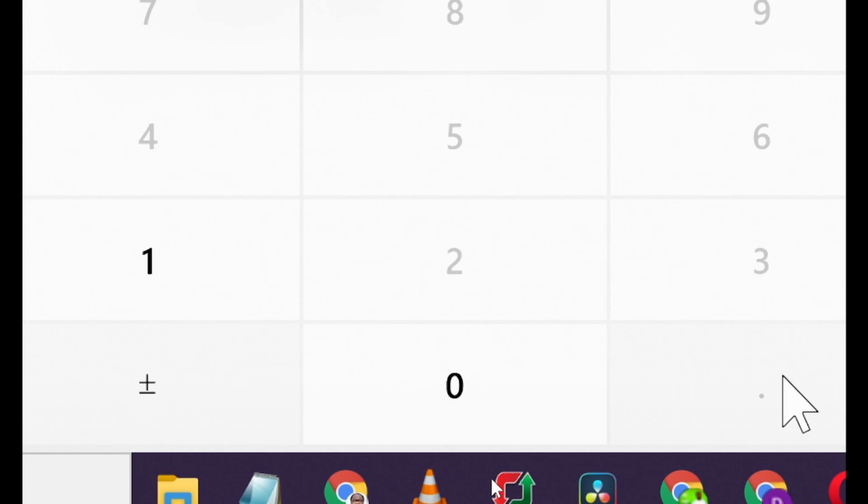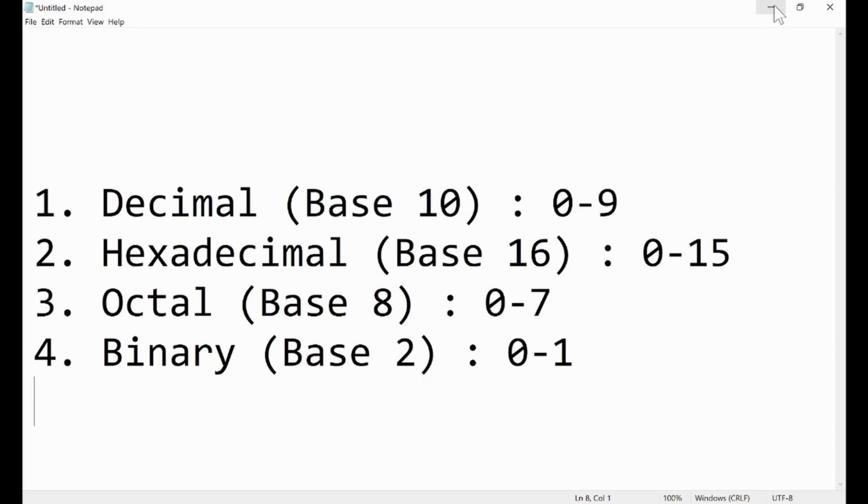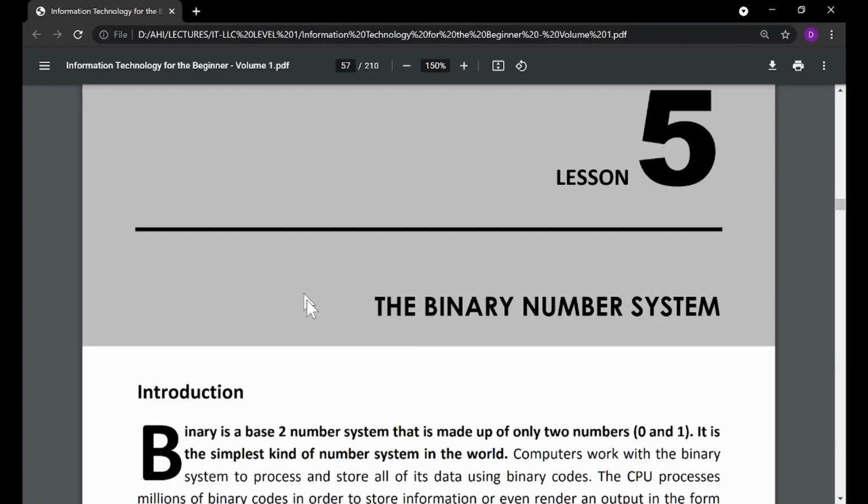Do you want to learn something new? Are you very sure? Or you want to remain where you are? Okay, all right. So let's get into this new world of binary. What is binary? The binary number system.